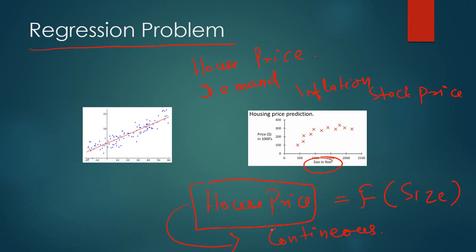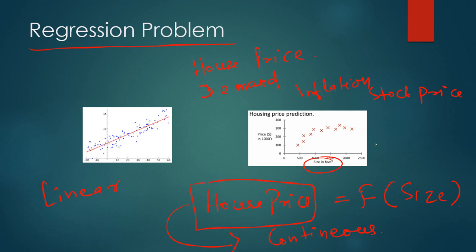Okay, so what is continuous? That means the house price can be of any value, it can take any value. Okay, and there are two different types of regression problem you normally come across. One is a linear regression problem and the other one is a non-linear one, or in other words we can also say that it is something not linear.